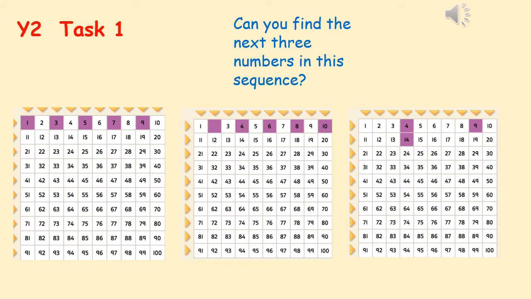So for this Year 2 task, I want you to find the next 3 numbers in the sequence. Have a look at the first 100 square. What will be the next 3 numbers? What pattern is it? Have a look at the second one. Have a look at the pattern and then complete the next 3 numbers. The last square, what's the pattern here? Can you complete the next 6 numbers?